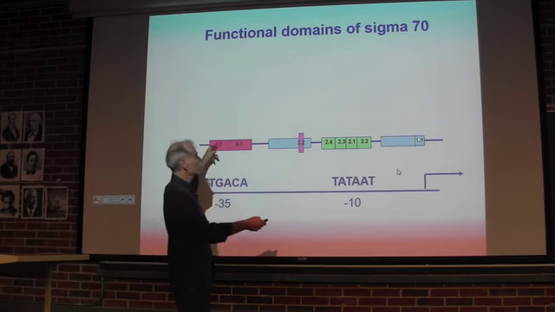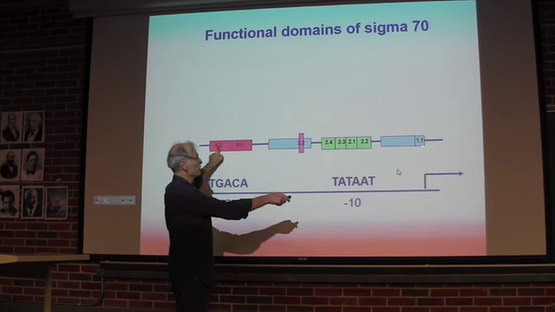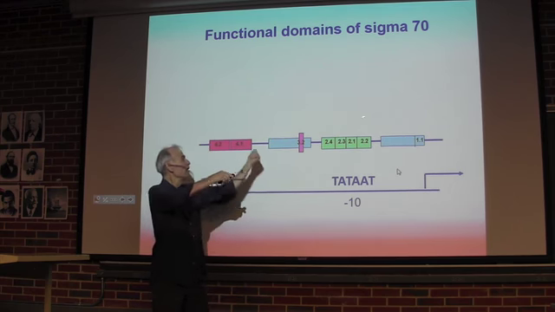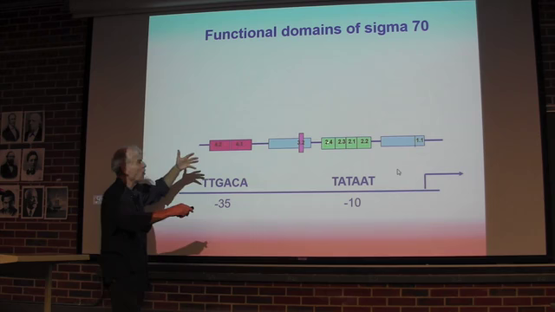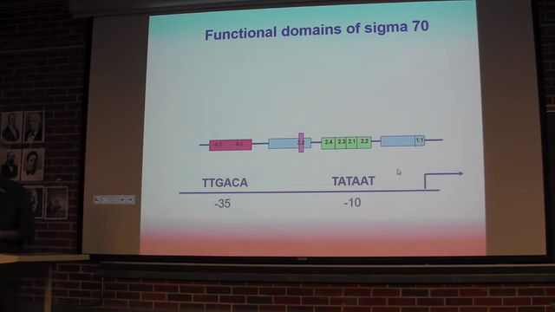Because sigma collapses on itself, interacts 4.2 and 1.1, it folds up like a jackknife. When it binds core, it opens up, and now core plus sigma together in partnership go in search of a promoter.